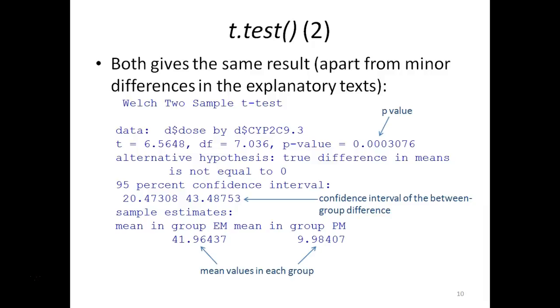We get a 95% confidence interval ranging from 20.5 to 43.5, and this refers to the difference between the two groups, the difference in dose. And we also get sample estimates, the mean dose in each group, 41 or almost 42 milligrams per week in this group and 10 milligrams per week in this group, indicating that there is really quite a large difference.